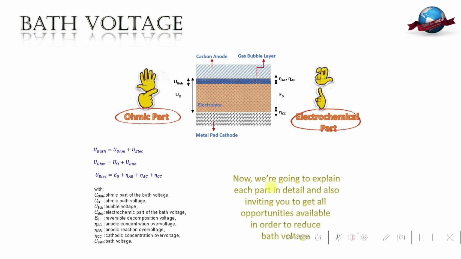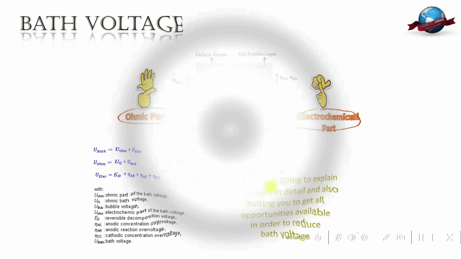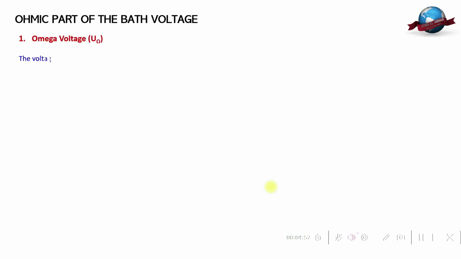Now, we are going to explain each part in detail and invite you to find all available opportunities to reduce bath voltage. Ohmic part of the bath voltage. 1. Omega voltage: the voltage loss due to the ohmic resistance of the electrolyte.